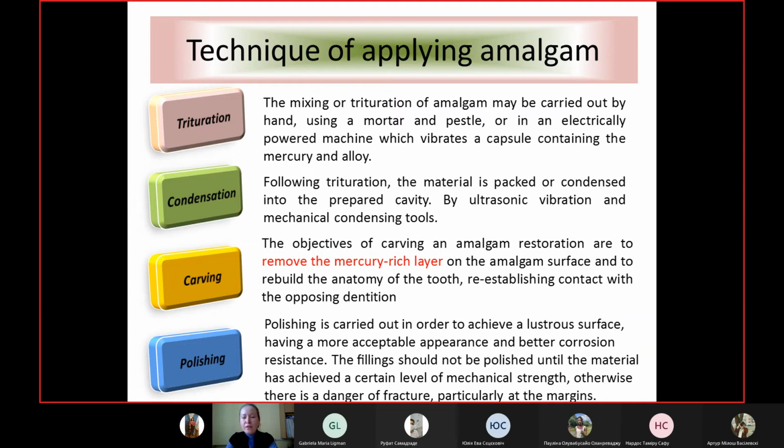Polishing. Polishing is carried out in order to achieve a lustrous surface, having a most acceptable appearance and better corrosion resistance. The filling should not be polished until the material has achieved a certain level of mechanical strength. Otherwise, there is a danger of fracture, particularly at the margins.